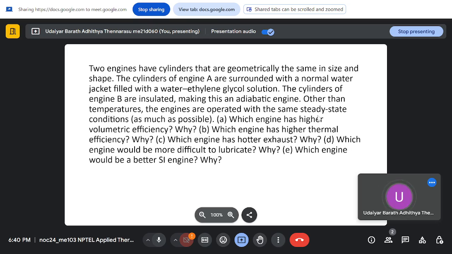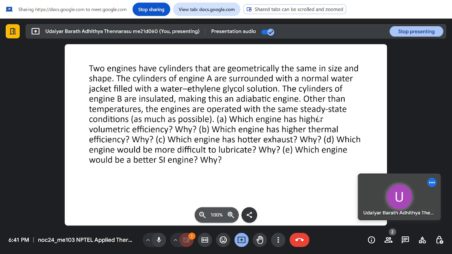The next question is, two engines have cylinders that are geometrically the same in size and shape. The cylinders of engine A are surrounded with a normal water jacket filled with water ethylene glycol solution. The cylinders of engine B are insulated, making this an adiabatic engine. Other than temperature, the engines are operated at the same steady state condition as much as possible.